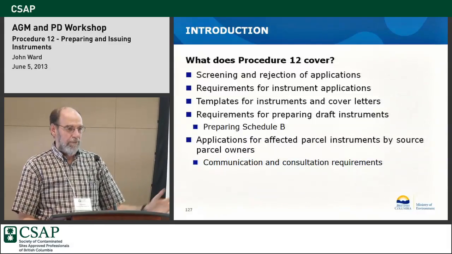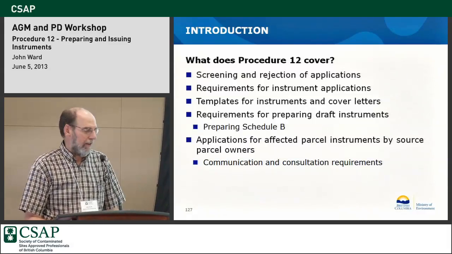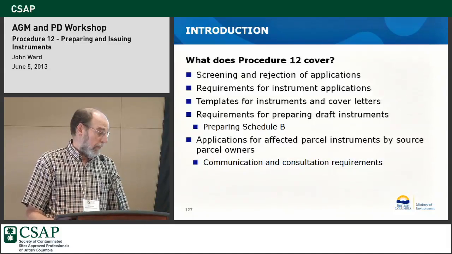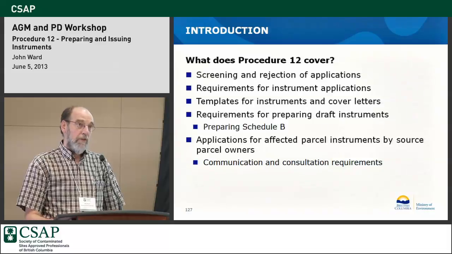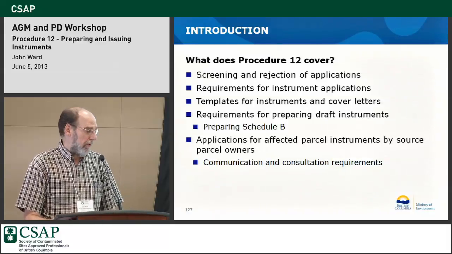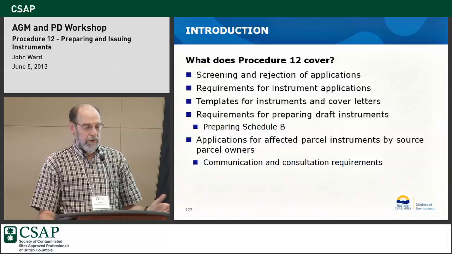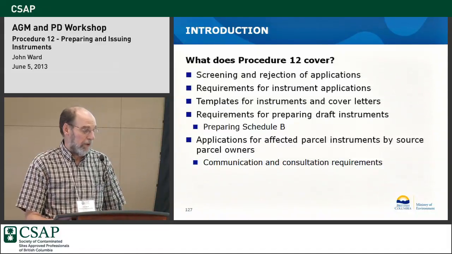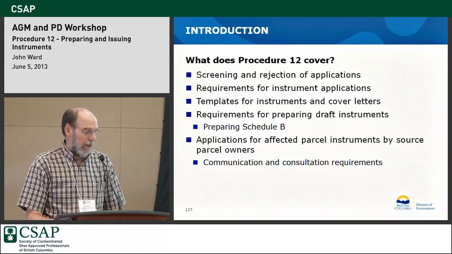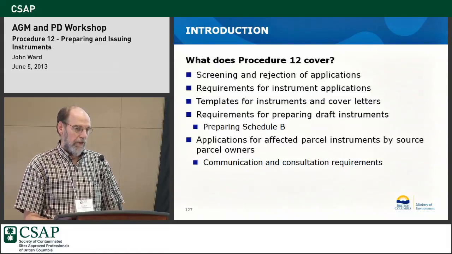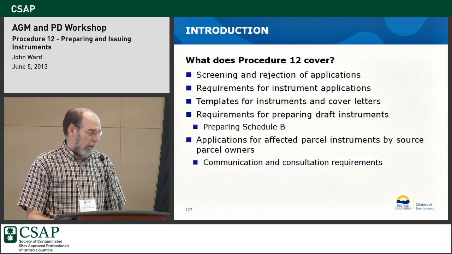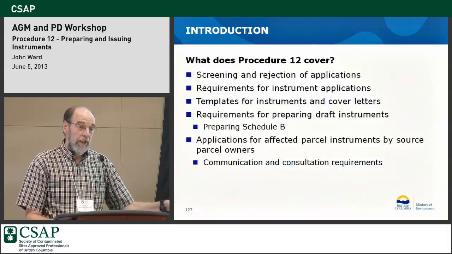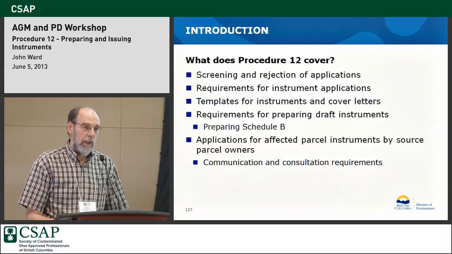What does it cover? This is kind of like that very high-level table of contents. When they come in, we screen them, we might reject them. What kind of things must be submitted with applications is important. This document actually says, here are the templates, and it gives an appendix listing all the templates that are used for instruments and covering letters. There's a lot on Schedule B, especially for certificates, and there's a lot on communications and consultation requirements. And you'll see how that last point fits in with these administrative fairness requirements I talked about earlier.